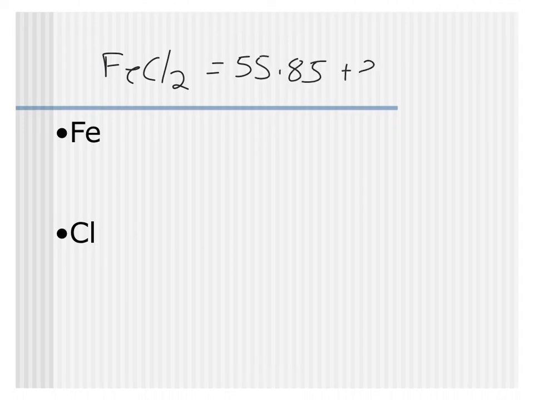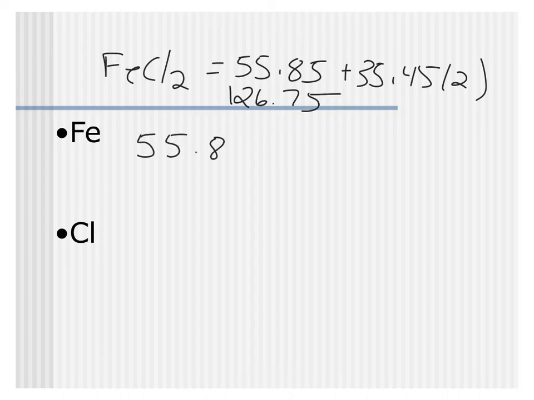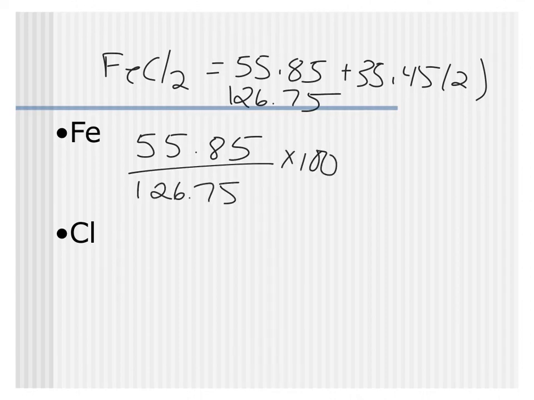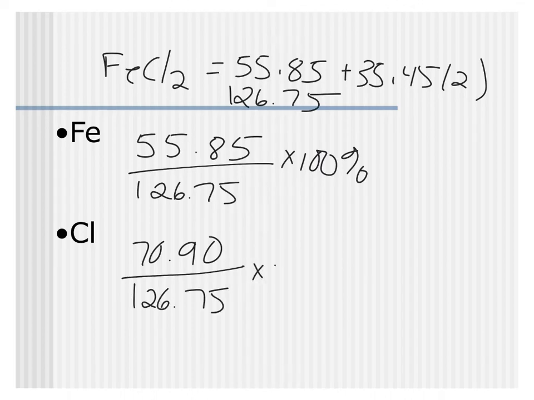Now I have 2 chlorines, so when I do the chlorines, I'm going to have to remember to multiply that by 2. So for FeCl2, the first thing I want to do is add this up. I know iron is 55.85, and I know there's 2 chlorines, so I'm going to take 35.45 times 2, which is 70.90, and add the 55.85. I'm going to get 126.75 as my total mass here. For iron, I would take 55.85 over 126.75 and then times 100. For chlorine, I can put 2 times 35.45 over 126.75 times 100.